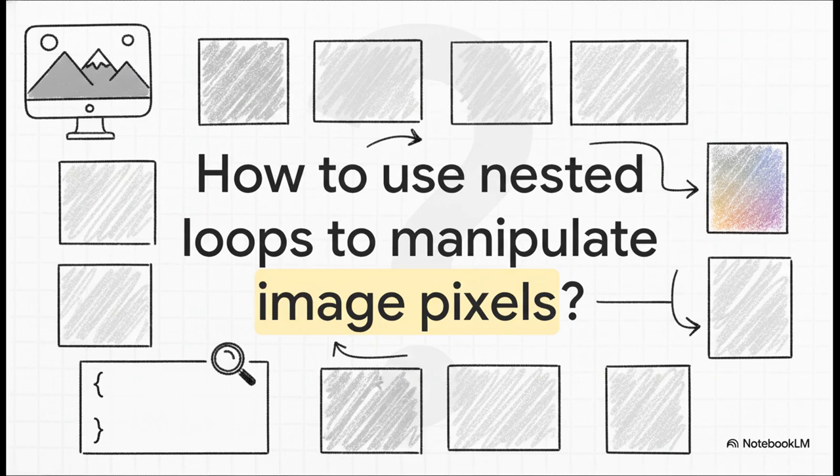I'll leave you with that provocative thought to spark your curiosity. A digital image on your screen is essentially just a giant 2D array of pixel color values. How would you write a nested loop to turn an entire image grayscale?